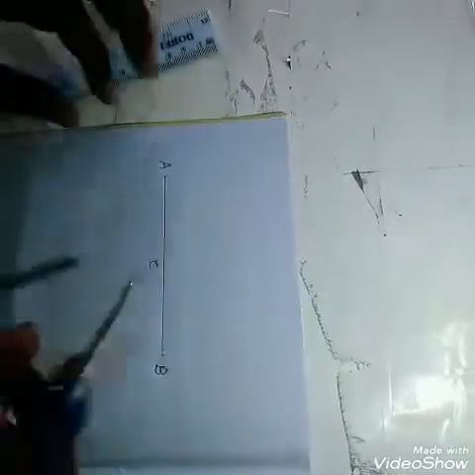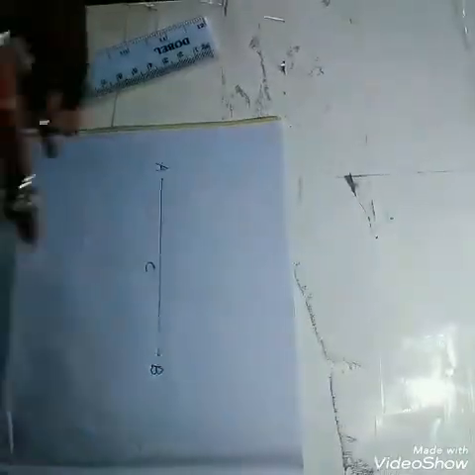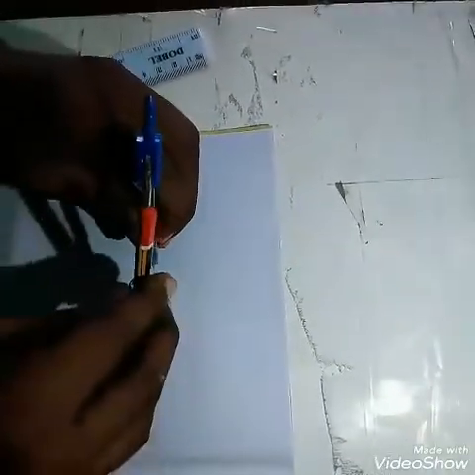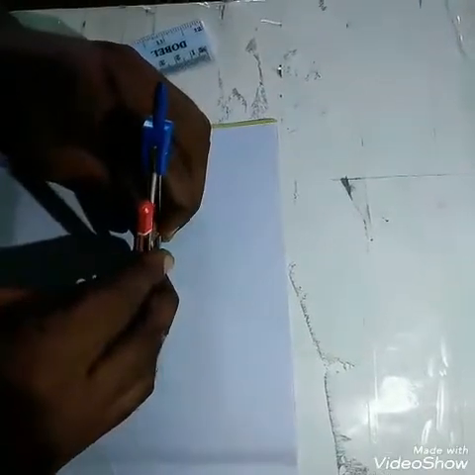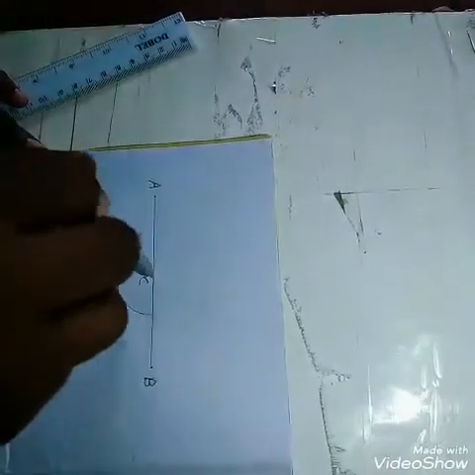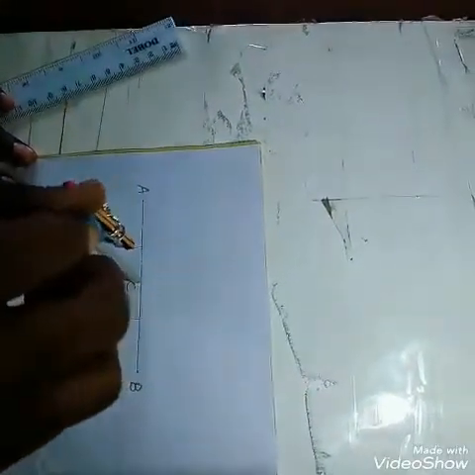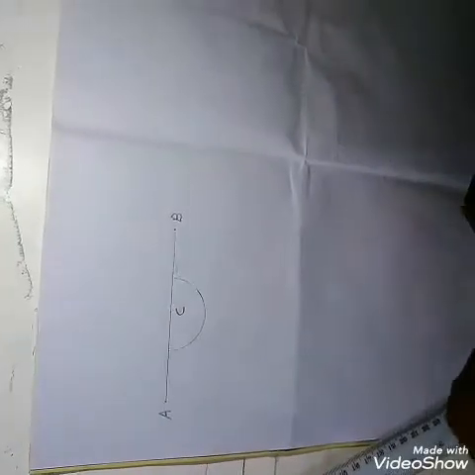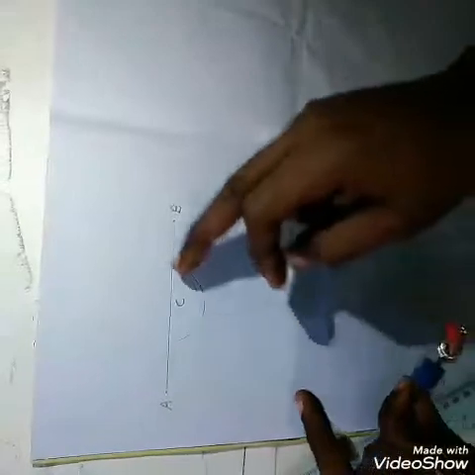Now, the next thing you have to do is center at C, and with any convenient radius, draw a semicircle. Any convenient radius means you expand your compass at your convenience. Now, having drawn the semicircle, the next thing is to indicate the points.